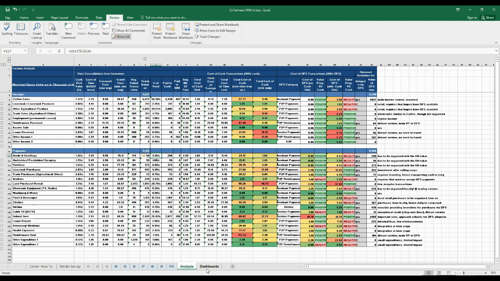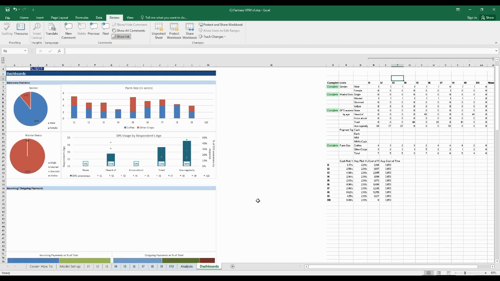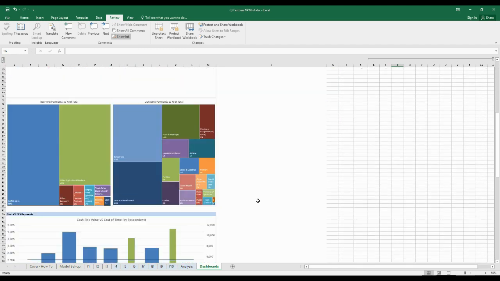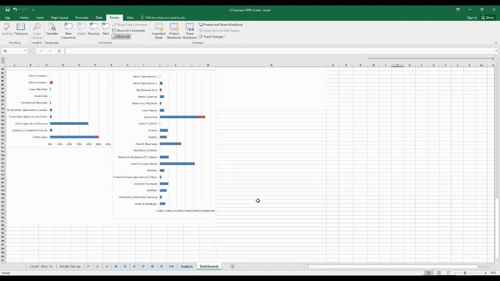Now, the last thing to look at is the dashboards, and this one is pretty straightforward. It's pretty much just some descriptive statistics shown based on the data that you have collected.